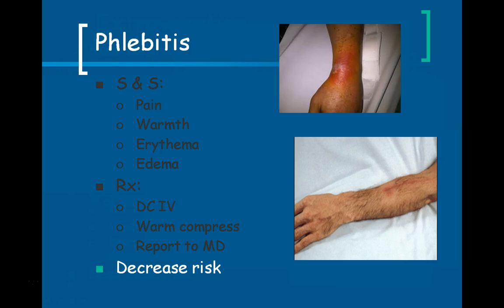So we want to decrease the risk as much as possible. Again, making sure that the IV is taped down well so the cannula doesn't move inside the vein and cause a mechanical phlebitis. If we're using an irritating solution, we would prefer to start the IV higher up on the arm or possibly a central line. Just keep an eye on it carefully so that if it does start becoming pink or warm or tender, we can discontinue the IV and restart it somewhere else.